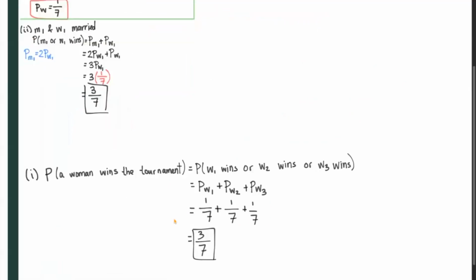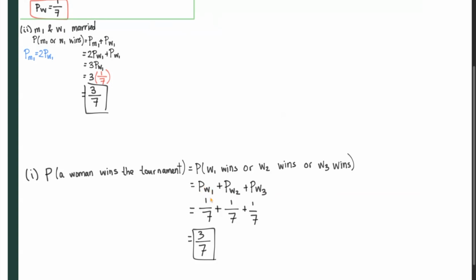So here we want to find the probability that a woman wins the tournament. So this means the probability that woman 1 wins, or woman 2 wins, or woman 3 wins. And since we have "or", this is going to be addition. Let PW1 denote the probability that woman 1 wins, and PW2 denote the probability W2 wins. So we're going to add up these 3 probabilities: the probability woman 1 wins plus the probability woman 2 wins plus the probability that woman 3 wins.